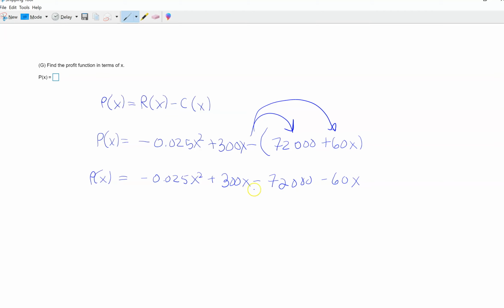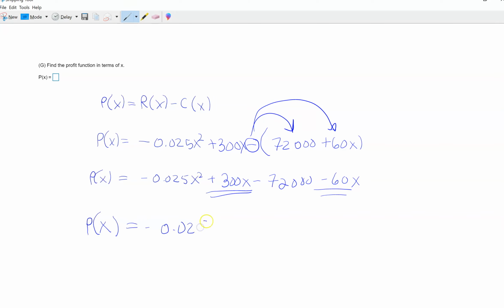Wait, yes, profit. We're finding profit. I keep wanting to do revenue. Okay, so revenue minus costs. Cost was a binomial. I put it in parentheses. Since it was a binomial, I had to distribute the subtraction, which I did. So now I'm just going to combine these like terms, and I can see my profit function right here. And this video is already ridiculously long.